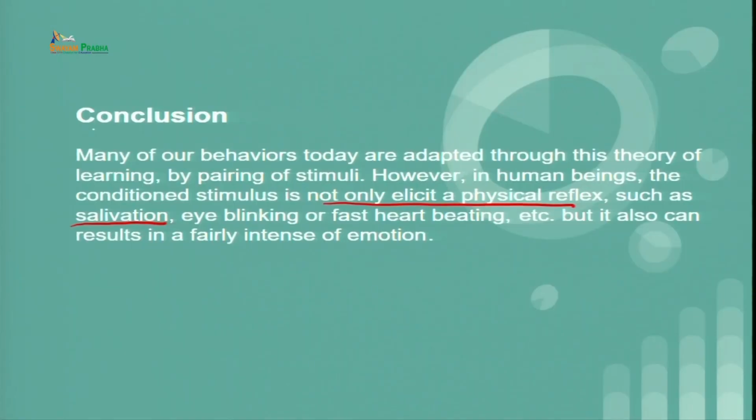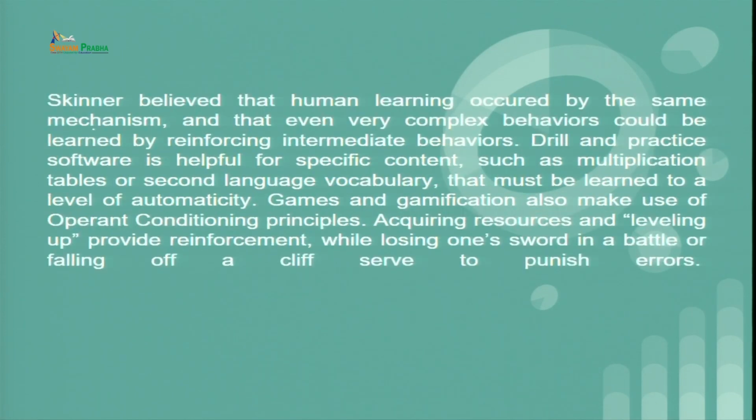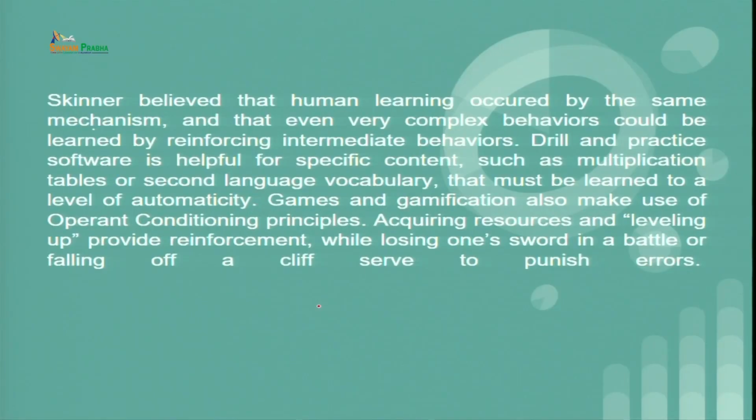But we also respond in a variety of ways, and that results certainly in intensive emotion and positive and negative behavior and so on. So going on to the next slide, Skinner believed that human learning occurred by the same mechanism, and that even very complex behaviors could be learned by reinforcing immediate behaviors, because we saw that positive reinforcement and negative reinforcement both help in a variety of ways. So positive reinforcement helps the child to use the language, and the negative one could help the child to reorder the sentence or to correct the language, and in this way the child is conditioned, right?